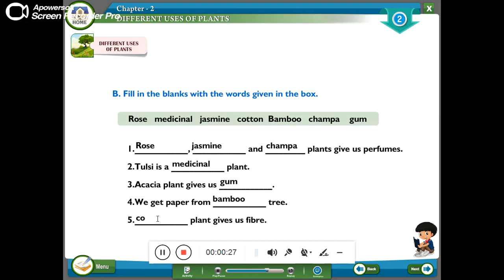Dash plants give us fiber. Which plant will give us fiber? Cotton, C-O-T-T-O-N. Cotton plants will give us fiber. Okay.